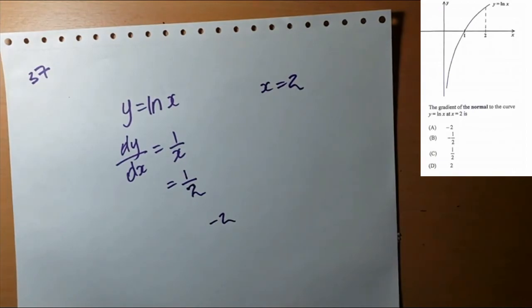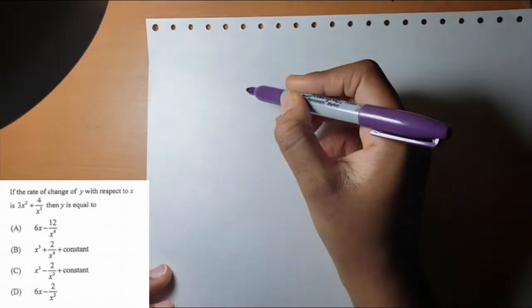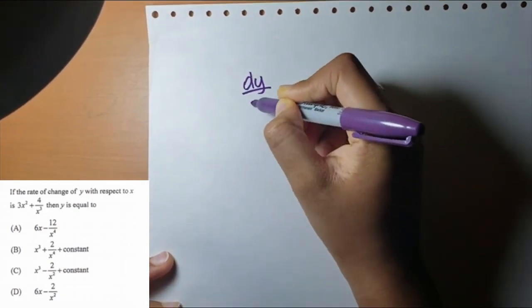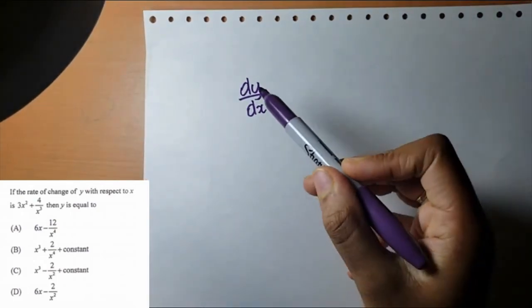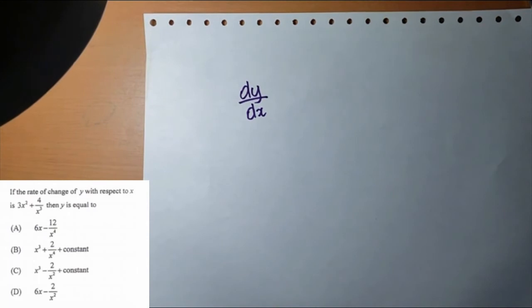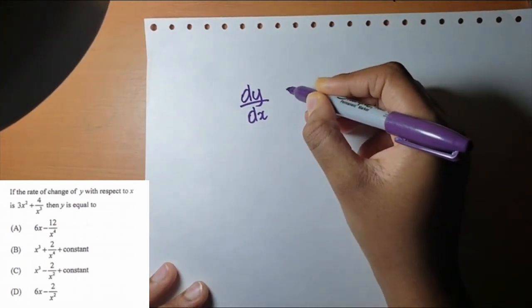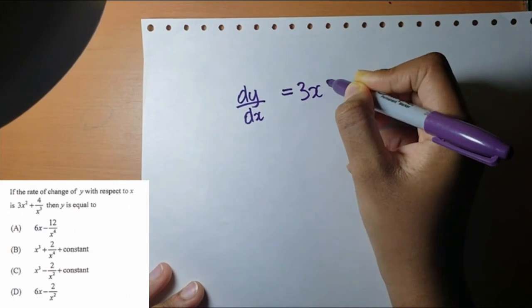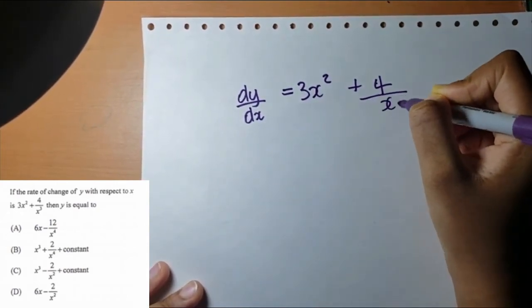Yeah. Number 38 looks a bit different. So it's saying that the rate of change of y with respect to x, so dy dx. What dy dx means, if you don't know, is the rate of change of y with respect to x. So that's what it means. You can say the rate of change of y with respect to time, and you can write dy dt. So they're saying that dy dx is equal to 3x squared plus 4 upon x.